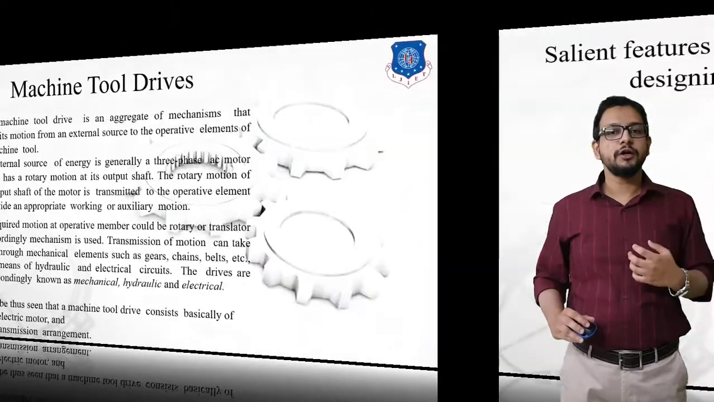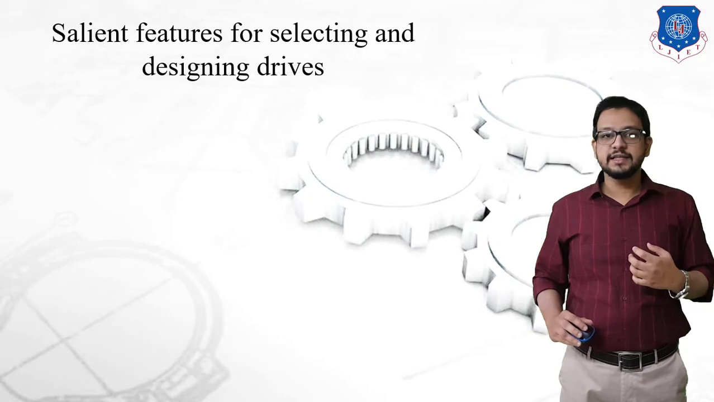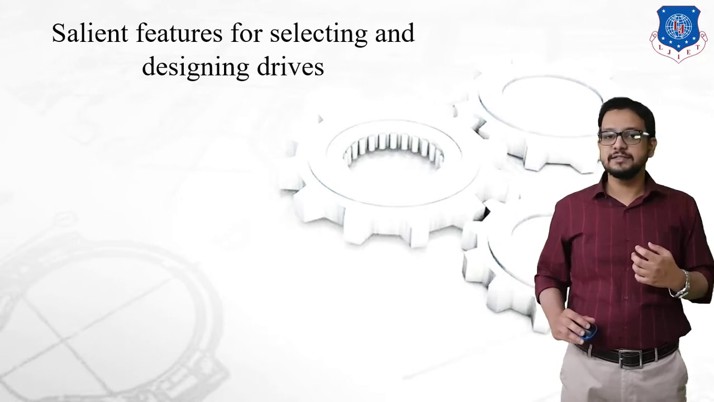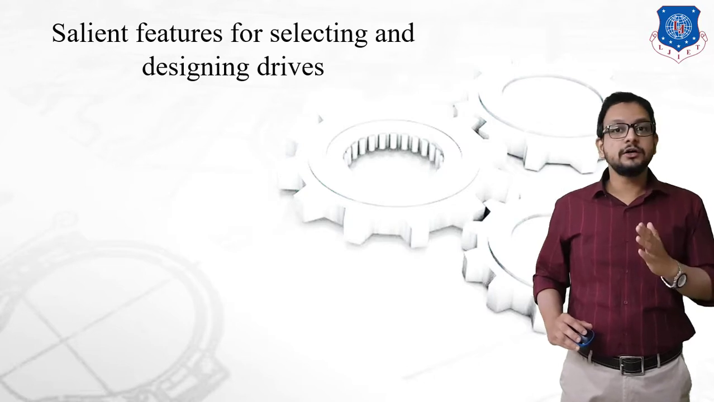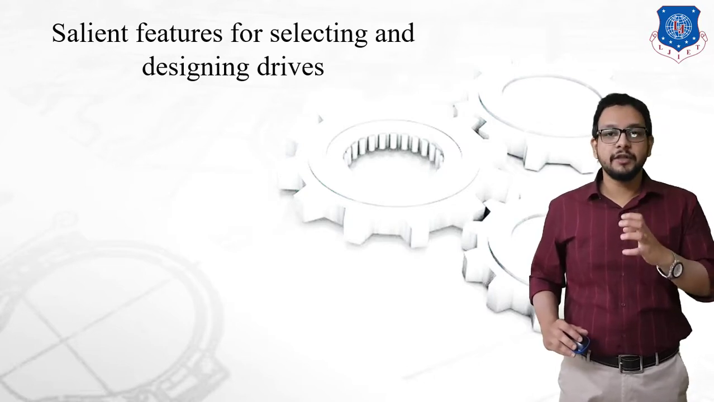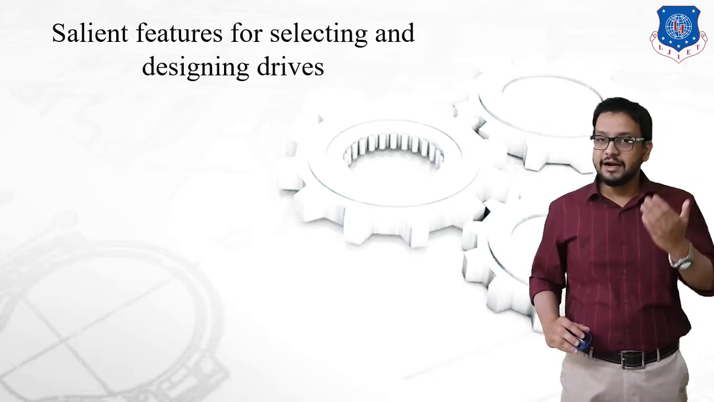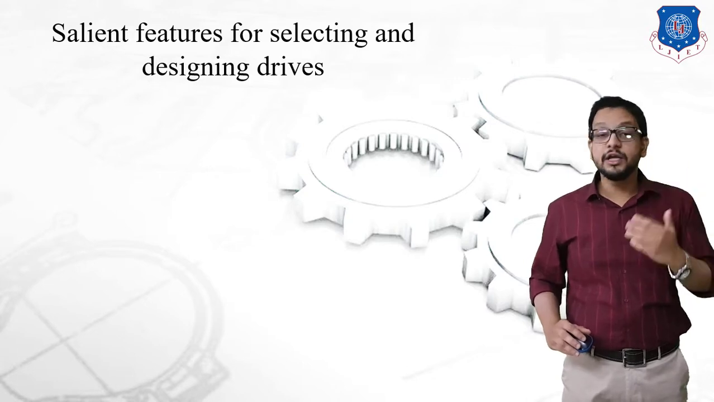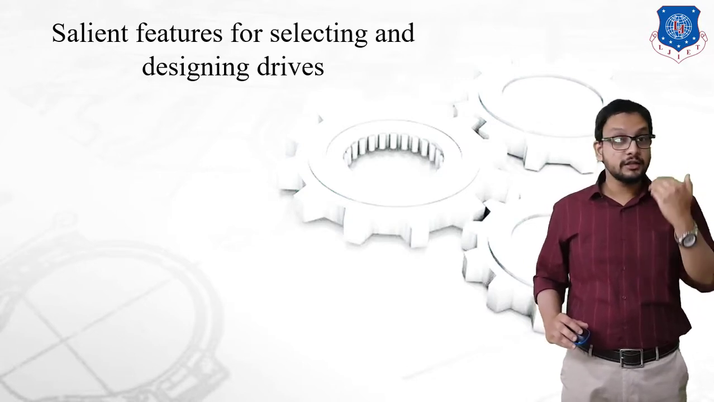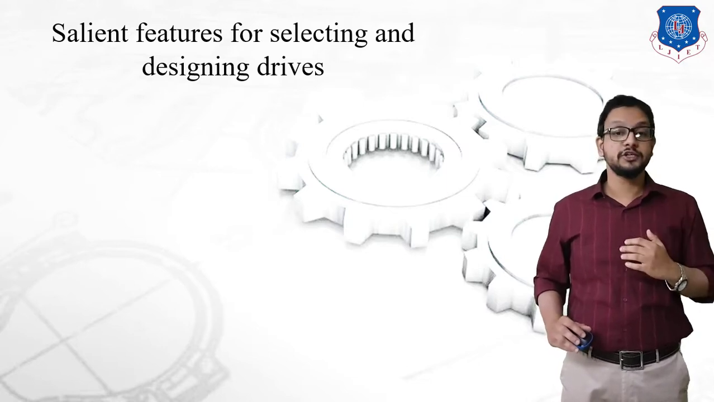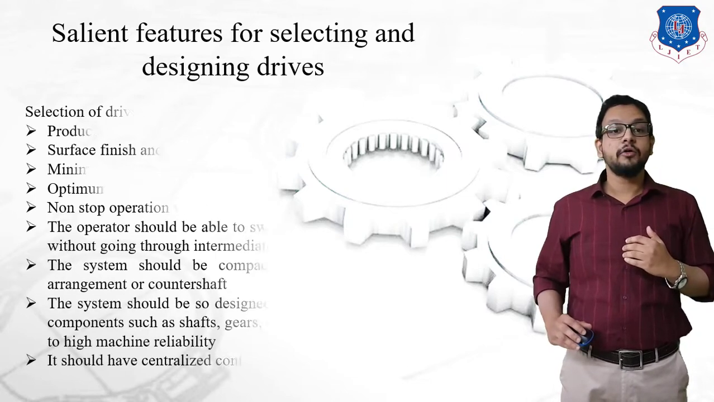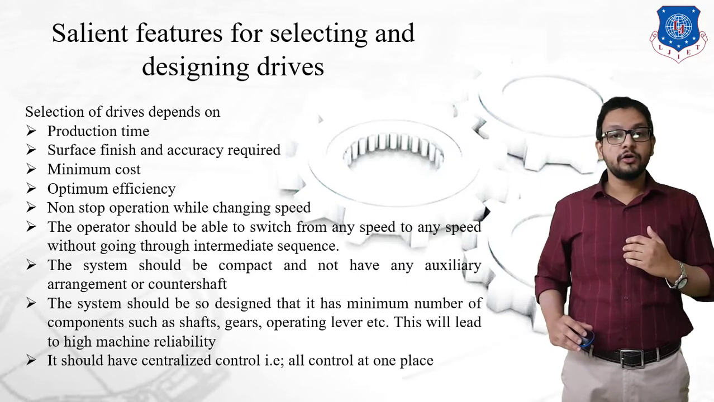So let's move forward and see our next topic, that is salient features for selecting and designing drives. That is, which features we need to consider before selecting a drive, that is either a gear drive, belt drive, chain drive, hydraulic drive, or electrical drives. What are the features which we need to keep in mind? This is the most important question. Let us see that. As you can see, the list is shown on the screen.